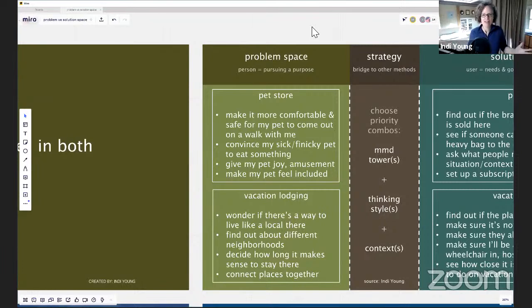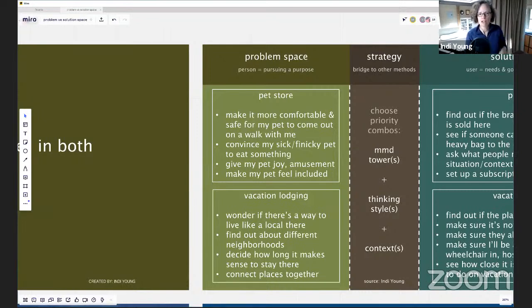Give my pet joy or amusement. You can solve that purpose with a variety of things. You're just going to the dog park, maybe introducing your kids to new ways you could play with the pet. And then, make my pet feel included. Definitely lots of different ways you can do that that probably don't involve a pet store at all. So that's kind of fun to look at, that example.